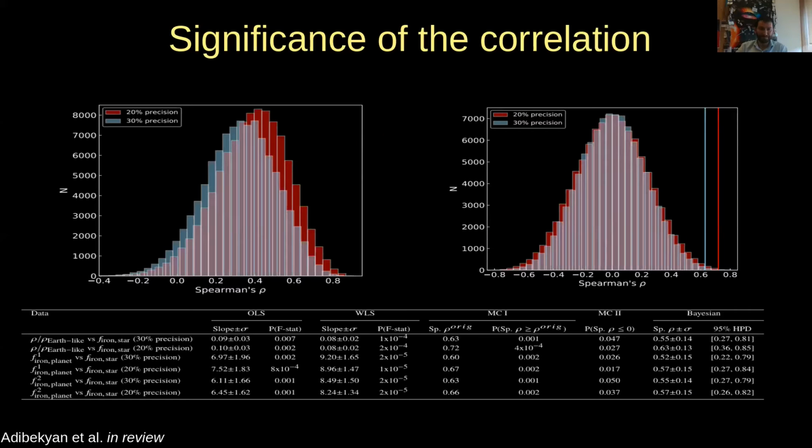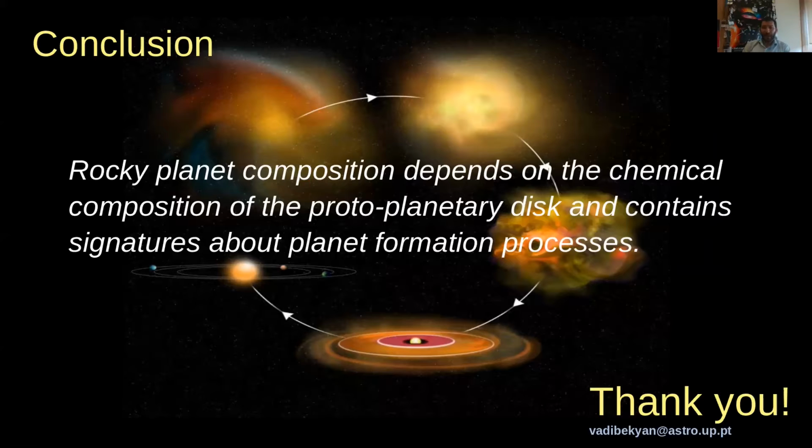If you can have a look, I mean, zoom in perhaps on the table to see the values, or you can wait until the paper is accepted and published to look at more details. So in conclusion, I can say that the rocky planet composition should depend on the chemical composition of the protoplanetary disk where they are formed, and it contains a lot of information and signatures about the planet formation processes.